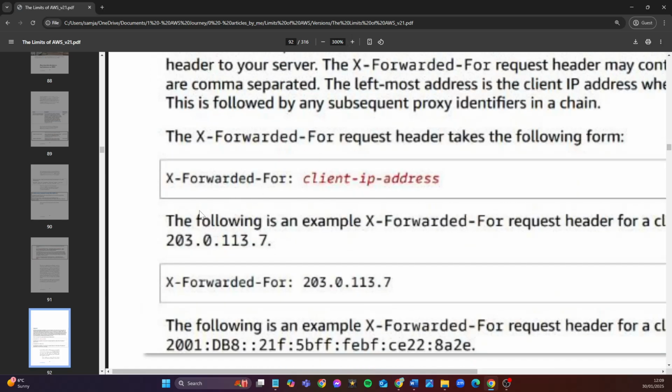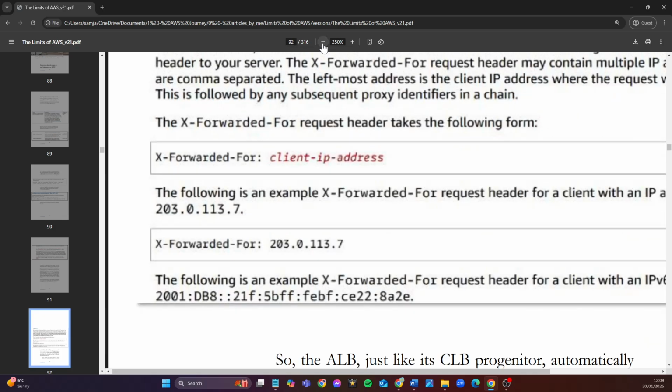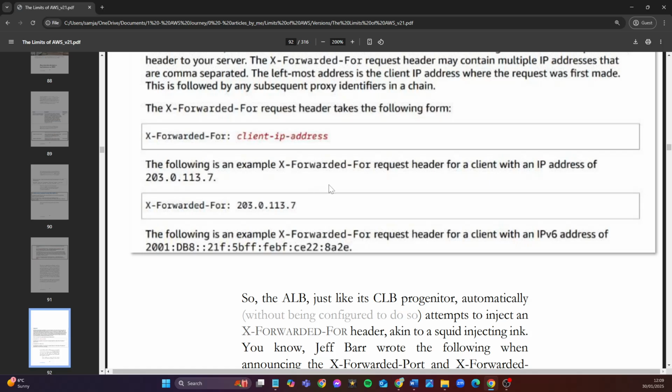So the X-Forwarded-For request header takes the following form. Take a look. X-Forwarded-For, and then in red, that will be the client IP address. It will be numbers separated by dots. The following is an example X-Forwarded-For request header for a client with an IP address of 203.0.113.7. The following is an example X-Forwarded-For request header for a client with an IP version 6 address.